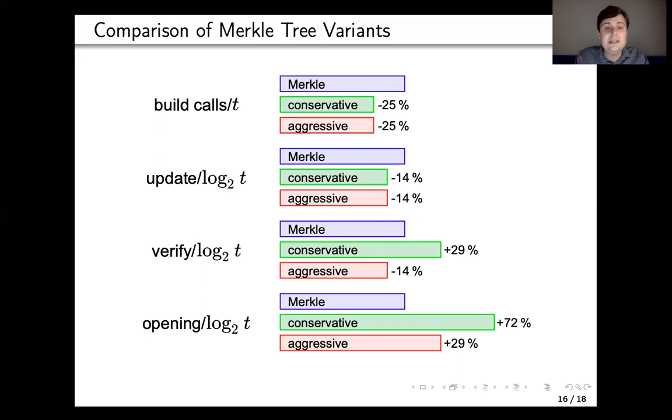We actually can decrease, compared to the Merkle tree, the number of calls to verify the proof of the opening by 14%. However, the size of the opening will be slightly larger, and we show for the aggressive variant with conjectured security of n over 2 that we have 29% longer proofs.